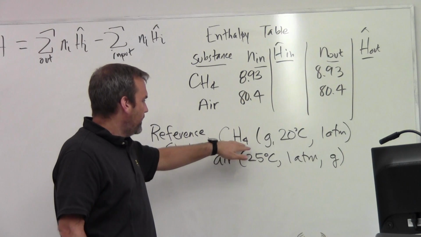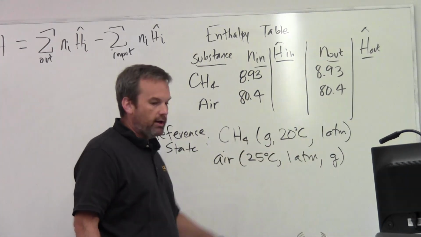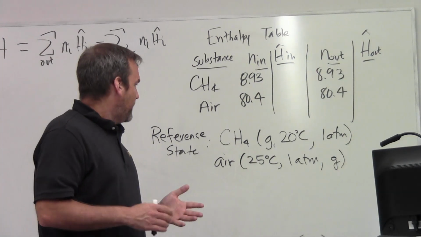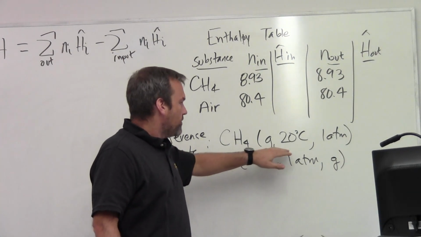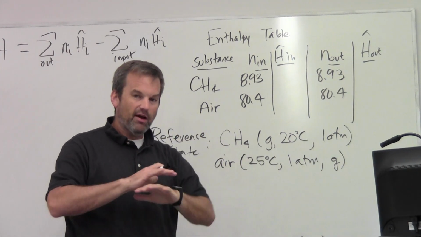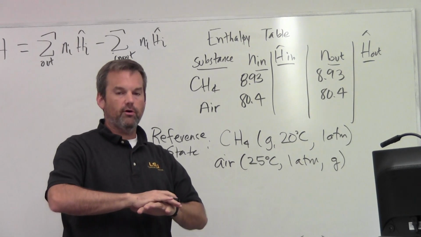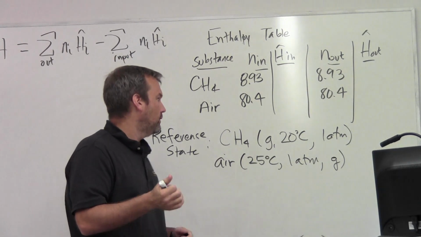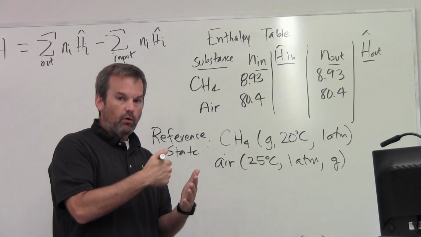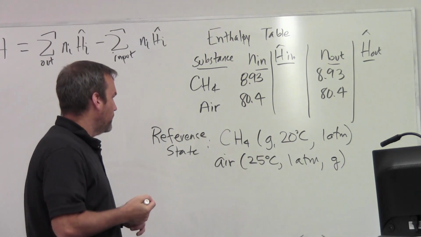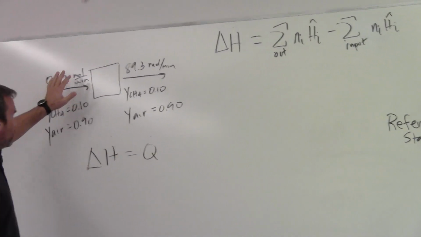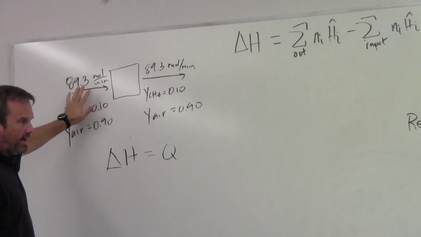If I pick methane as a gas at 20 degrees Celsius and 1 atmosphere as my reference state, that means that anytime methane is a gas at 20 degrees Celsius and 1 atmosphere, the enthalpy value is 0. Now it's not really 0, okay, but we're just arbitrarily saying it's 0 because that's our reference point. And we're going to do all of our calculations based on the difference between where we are and the value at our reference point. So if you think about it, our methane coming in is at 20 degrees Celsius and 1 atmosphere, and it's a gas.